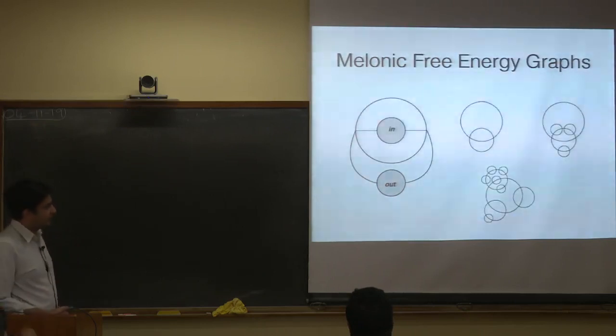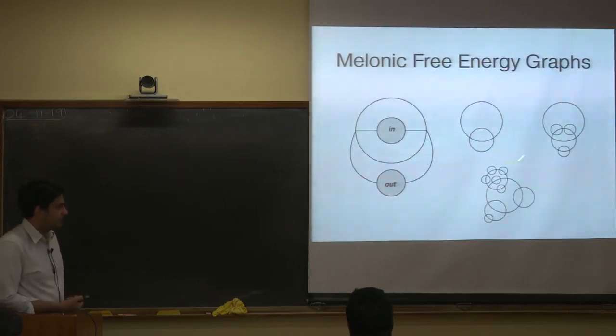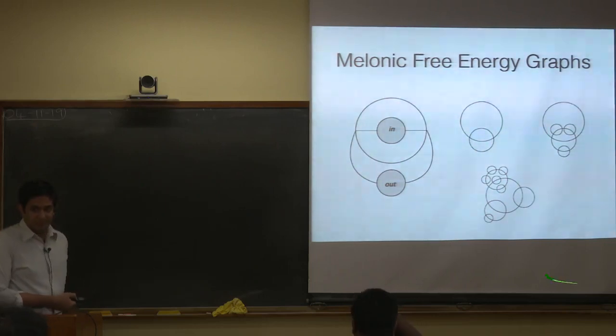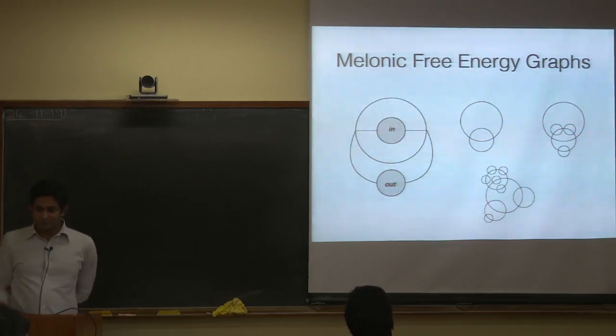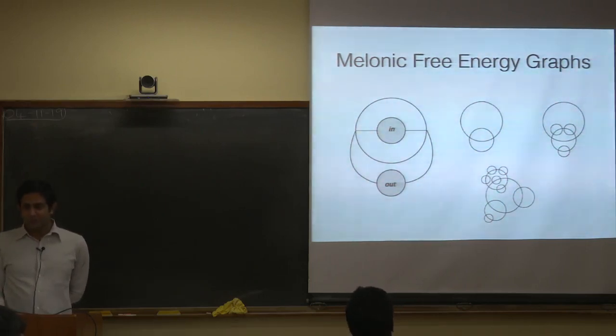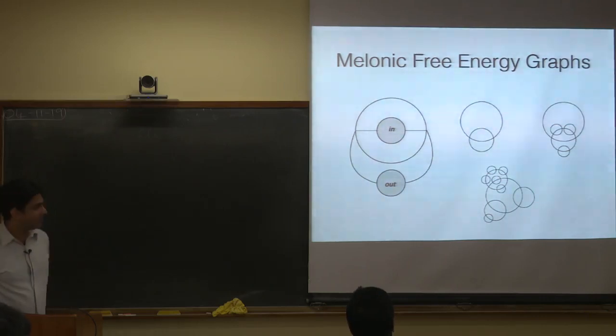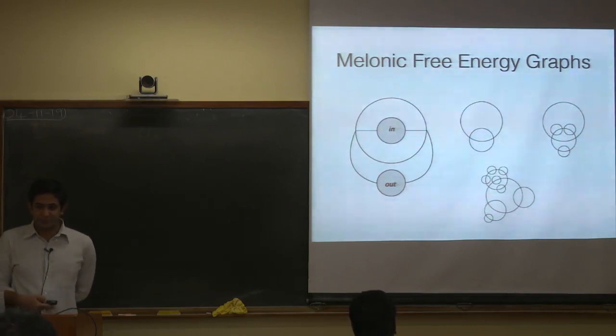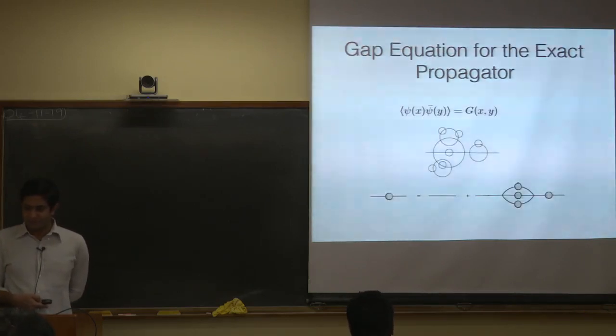Okay, so that's the proof. And once you have this, these are the sort of diagrams you would draw. So this 2-cycle effectively tells you what the elementary melon looks like. Okay, so this is the argument for melonic dominance in this model.